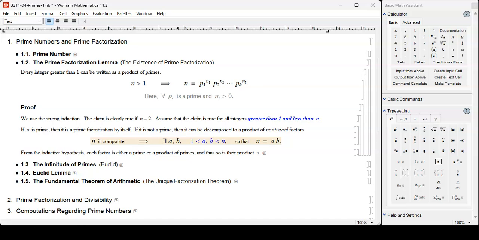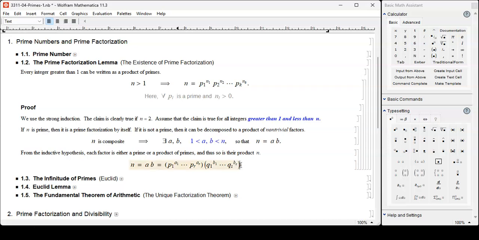Because it's composite, now pay attention to this. a and b are both greater than 1 and less than n. That fits the inductive hypothesis. So both a and b can be written as products of primes, like this. a can be written as p1 to the a1 power, p2 to the a2 power, and so on. b can be written as q1 to the b1 power, q2 to the b2 power, and so on.